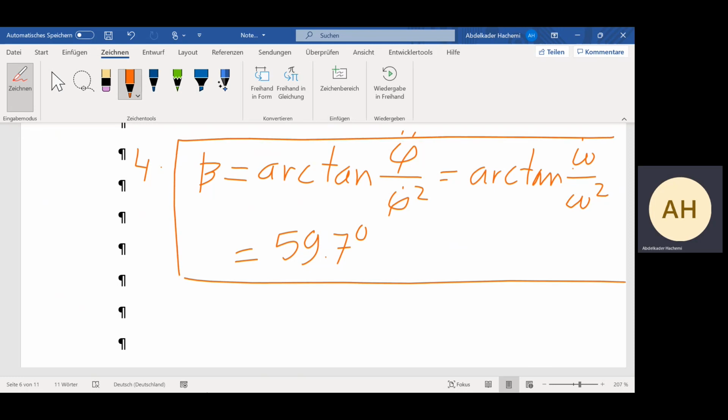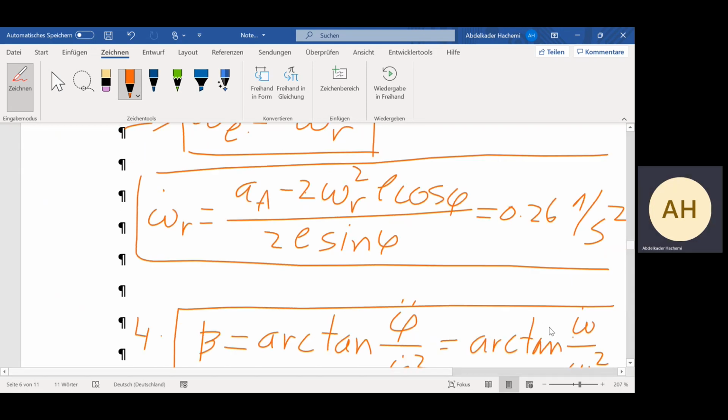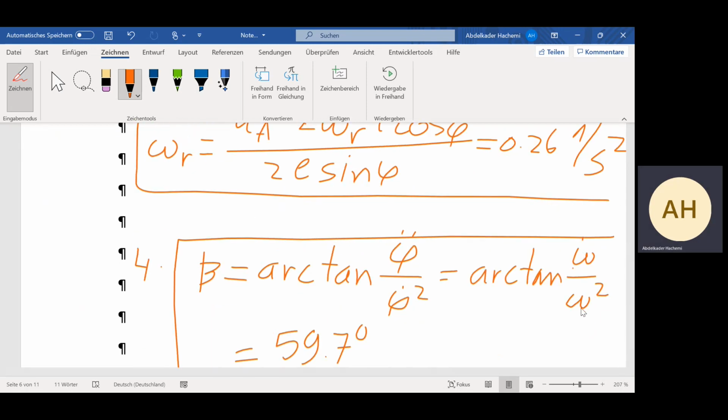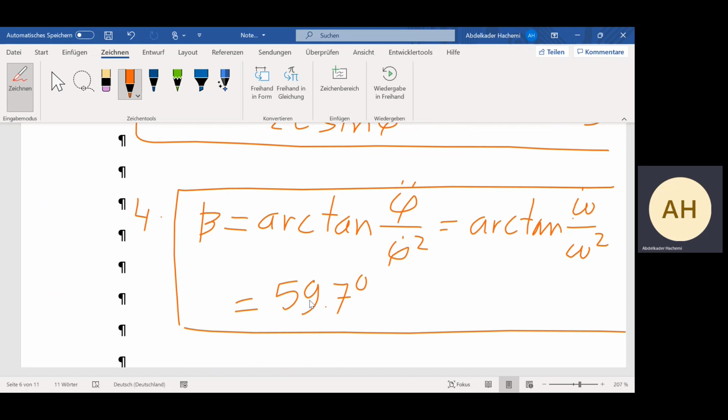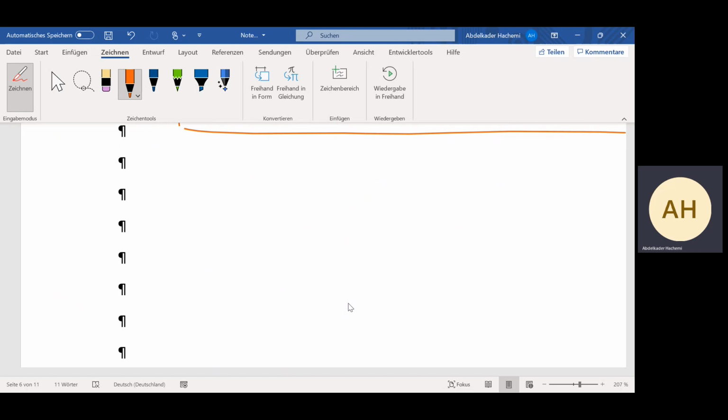We know phi double dot, we found it here, or omega dot, and omega, we know it from the first question about the velocity. Then we have the angle here, then we rotate with this 59.7 degrees counterclockwise, and then we get the intersection of the two lines, which gives the point F, the instantaneous center of acceleration.